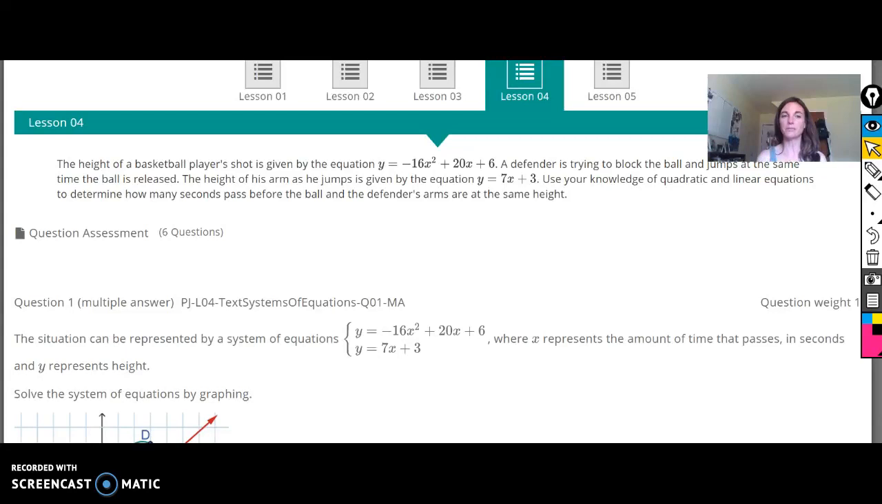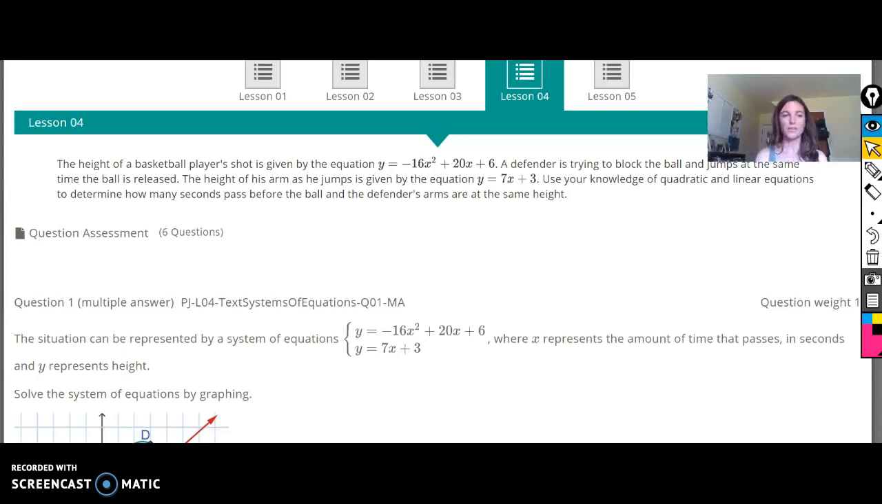The height of a basketball player's shot is given by the equation y equals negative 16x squared plus 20x plus 6, and that's what we calculated in lesson 3. A defender is trying to block the ball and jumps at the same time the ball is released. The height of his arms as he jumps is given by the equation y equals 7x plus 3, which you can tell is a linear equation because the exponent on the x value is just 1. Use your knowledge of quadratic and linear equations to determine how many seconds pass before the ball and the defender's arms are at the same height.